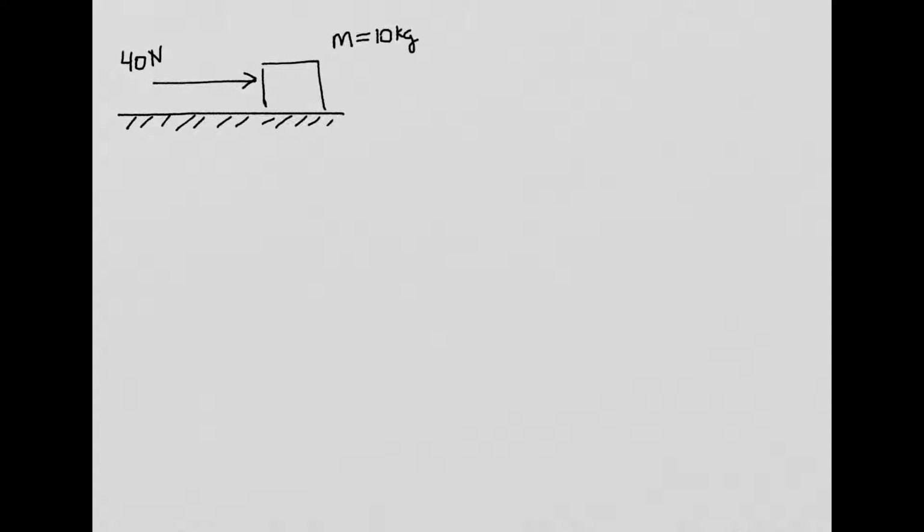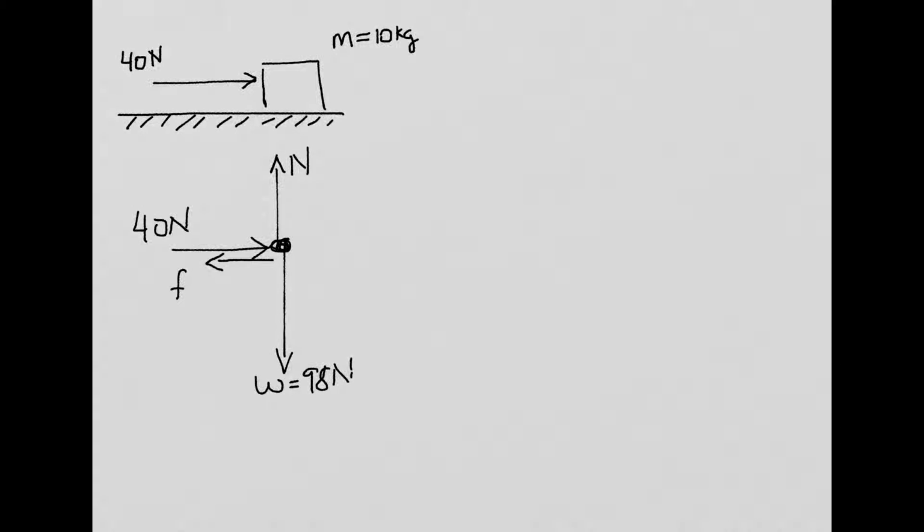So the first thing, as always, is to draw a free body diagram. So here's our mass. Our weight is 10 kilograms times 9.8 meters per second squared. So that's 98 newtons. We also have a vertical force, the normal force of the surface pushing up, and I have a horizontal force of 40 newtons. And I have a frictional force opposing the horizontal motion. Don't know how big it is, but I do know it's going to oppose all the other forces acting on that object horizontally.